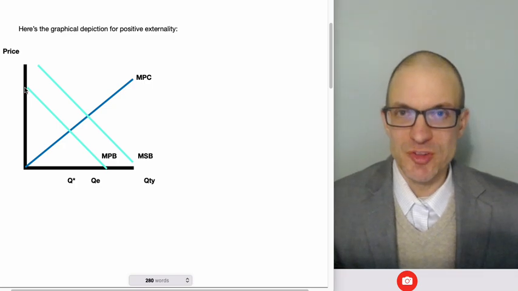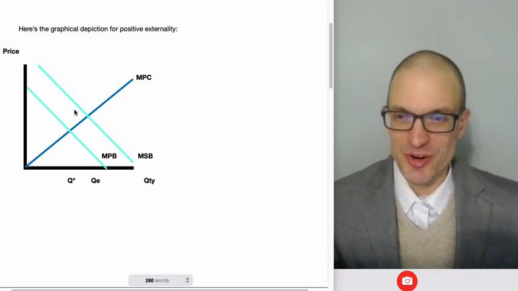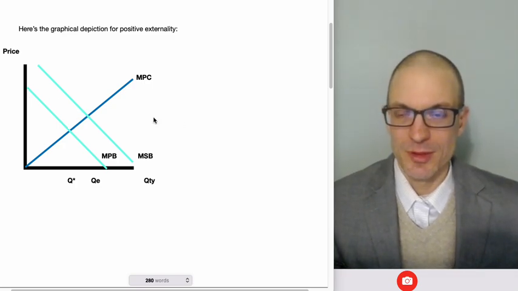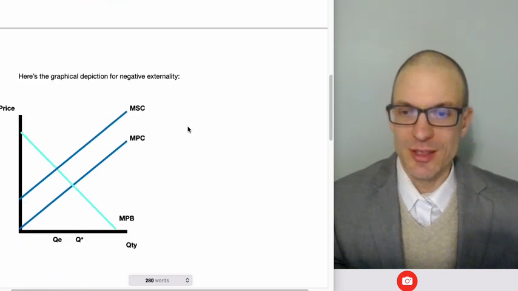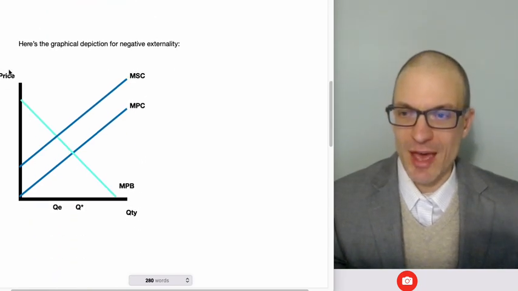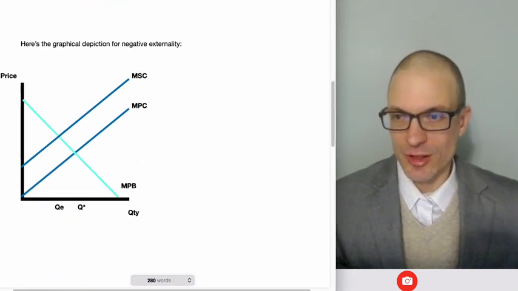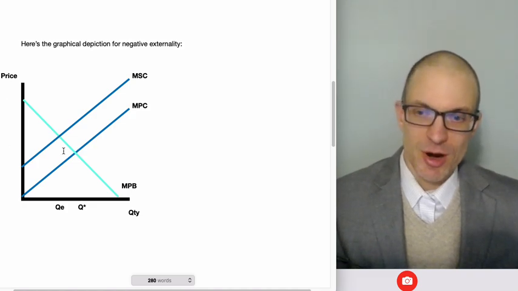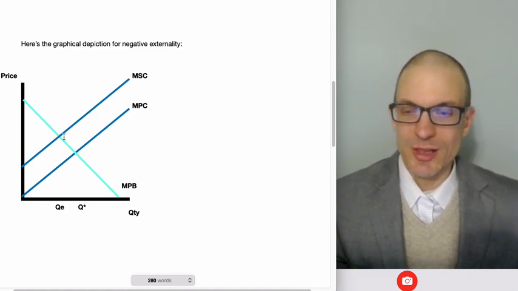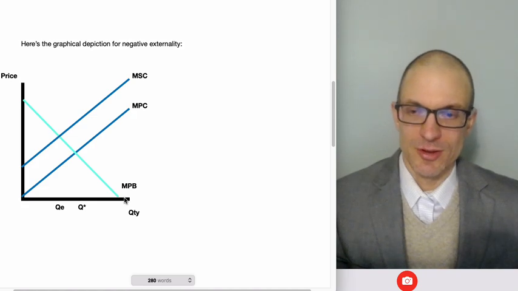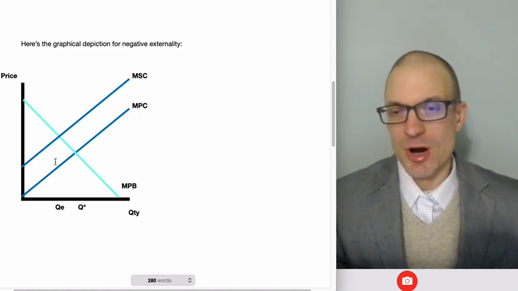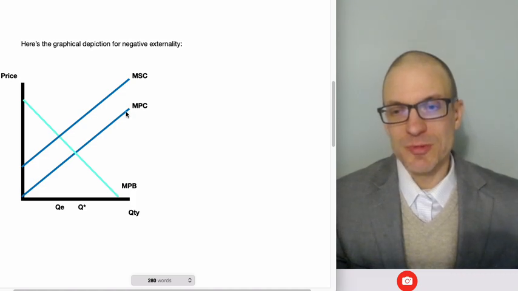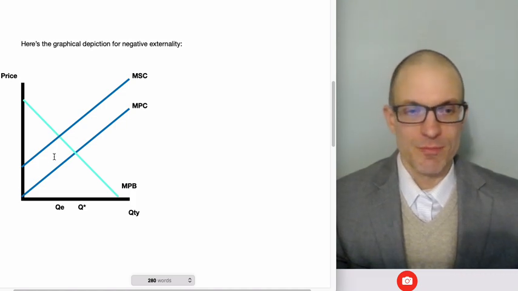Because I intend for these to be parallel lines, it's the same vertical height all the way down to here. Okay, what about the negative externality? So that's this situation where we have, again, price on the vertical, quantity on the horizontal. Here I've got the demand curve written as marginal private benefit, because that's what's relevant: the benefits to buyers or to the decision makers.